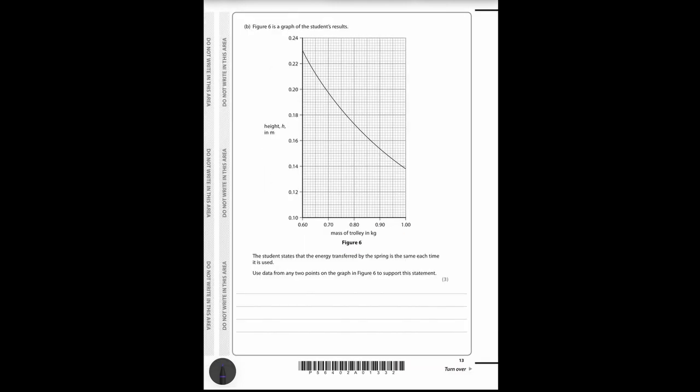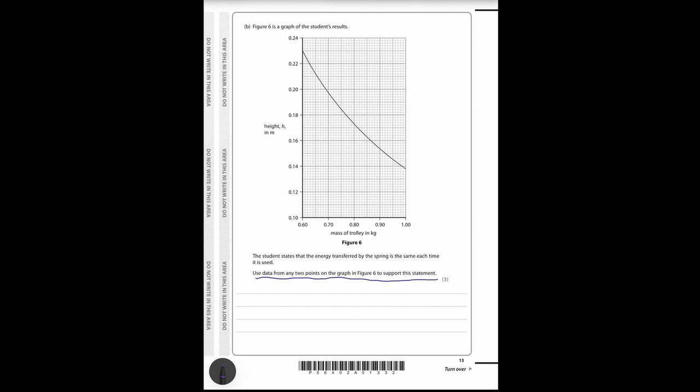Okay, so I've seen a graph, and as always, I'm never going to relax until I've taken a reading from the graph, or annotated the graph, drawn on a graph in some way. So let's have a look at the question and see what opportunity they're giving me to draw on the graph. So it says the student says that the energy transferred by the spring is the same each time it's used, and it tells me use data points from any 2 points of the graph to support that statement.